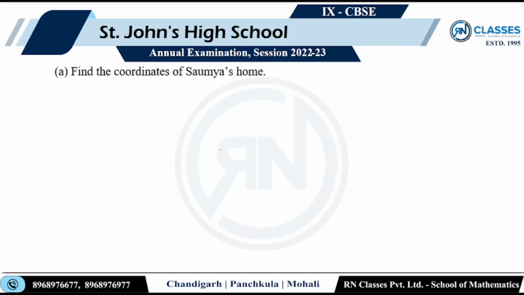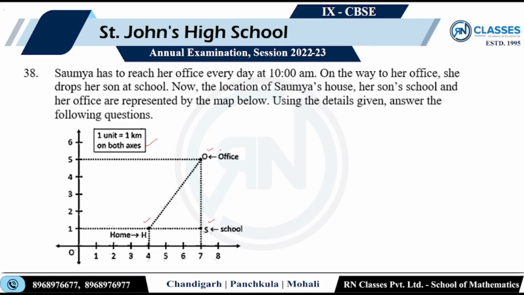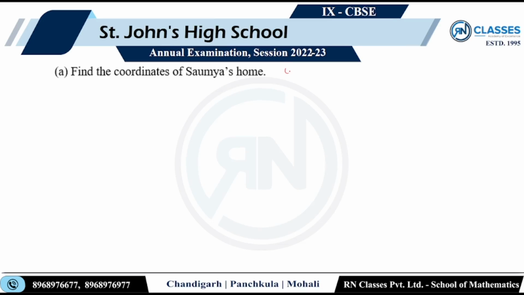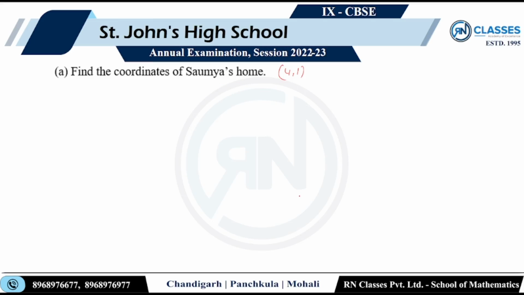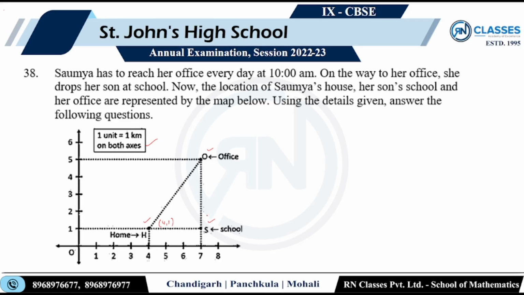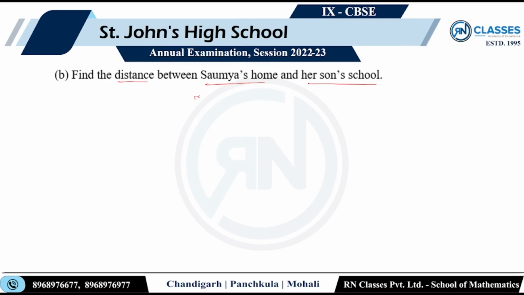So let's do the first one. Coordinates of Soumya's house. Soumya's house coordinates 4, 1, right? Next. Find the distance between Soumya's home and her son's school. So, okay. So, school would be 7, 1. Coordinates here आ गये. So, 7, 1 और यहाँ पे आया 4, 1. So, what is the distance between them? 7 minus 4, that will give you 3 units, and which is equal to 3 kilometers.